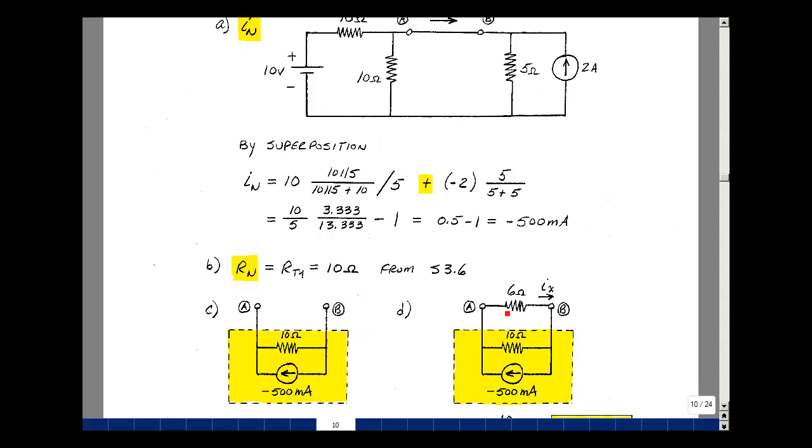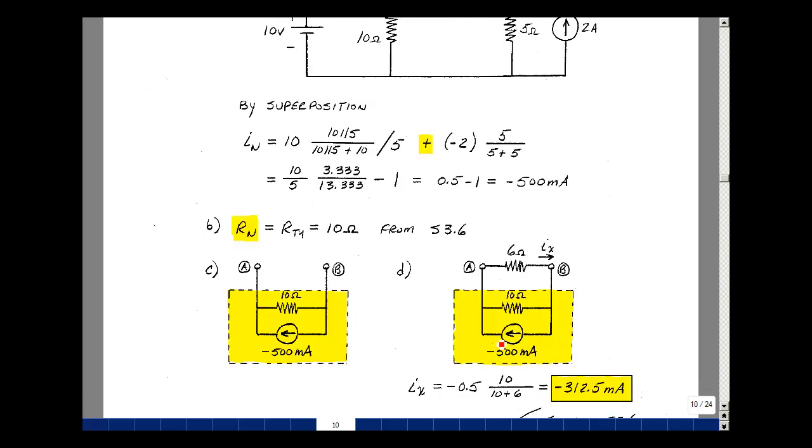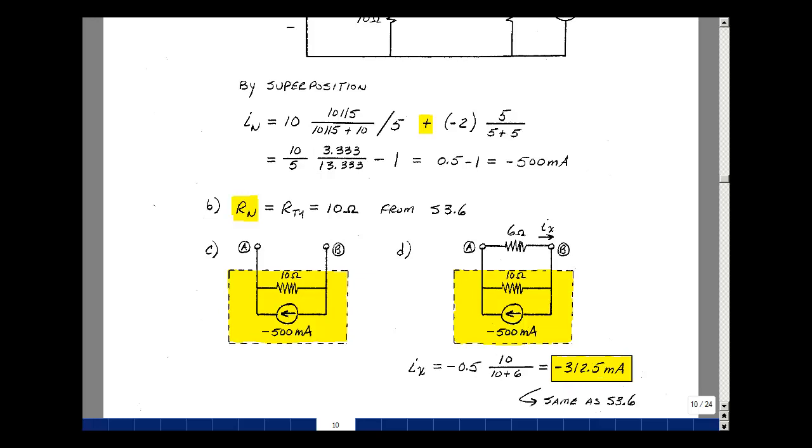Putting the load here, we have a current divider. We've got minus a half a milliamp. The current in this element is going to be the other resistance over the sum of the two if we use the resistive current divider. And that turns out to be a minus 312.5 milliamps, which is the same result we had in Supplemental Problem 3.6. And this is Supplemental Problem 3.7.